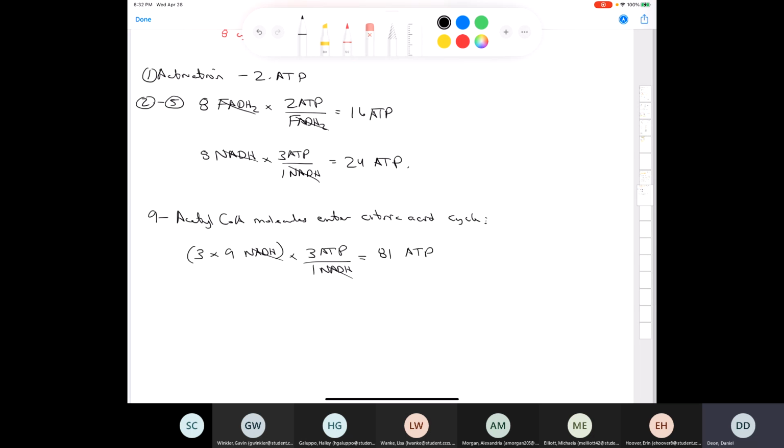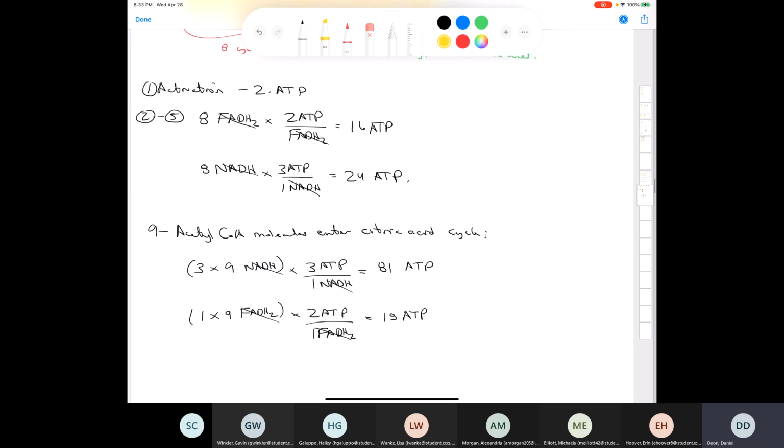We end up producing 1 FADH2, but we have 9 acetyl coenzyme A, so that's 1 times 9 FADH2s. And we know that we produce 2 ATPs for each one of those. That gives us a total of 18 ATPs. So now we've tallied up all the ATPs that are produced.